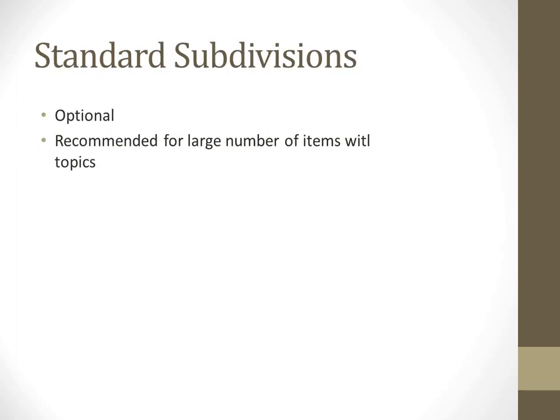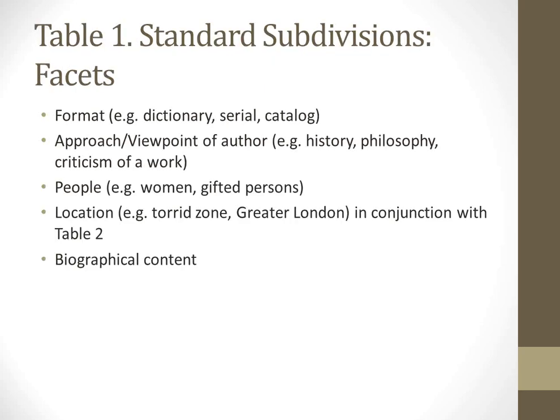As we talked about last week, the standard subdivisions in Table 1 are optional, but they're recommended for a large number of items within specific topics. We're going to talk about the first four tables. Abridged Dewey only has four tables. Full Dewey does have two other tables, but we are not going to talk about those in this class. It's just too much stuff to cram into three sessions. And this is, again, what we talked about last week. Table 1 is used for standard subdivisions, things like format, the approach or viewpoint of the author, particular people, a location in conjunction with Table 2, which is what we're going to talk about today, or biographical content.